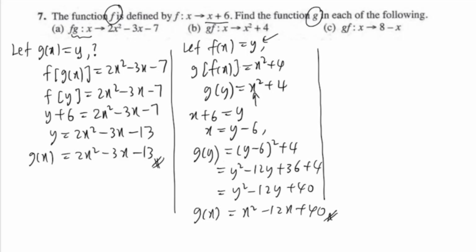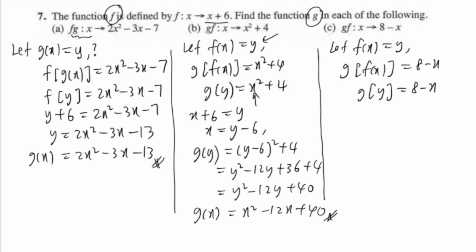Next, part C. Now part C is very similar to part B. Again, we let f(x) equal y. Why? We are finding g. We want to reduce this from two functions to one. When you reduce it to one function, you can see clearly I can find g(x) first. But before you find g(x), I need to find g(y). To find g(y), I must change all the x into y. So what is the relationship between x and y? We go back to your f(x). Your f(x) is x plus 6 and is now y. Let's make x the subject and sub it in. g(y) is 8 minus (y minus 6).